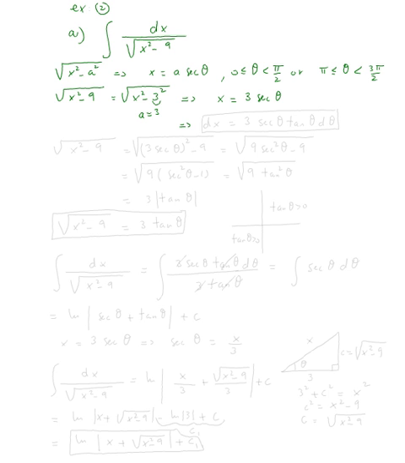So therefore dx, we take the derivative of a constant times secant, that is the constant, which is 3. The derivative of secant is secant theta tangent theta d theta.